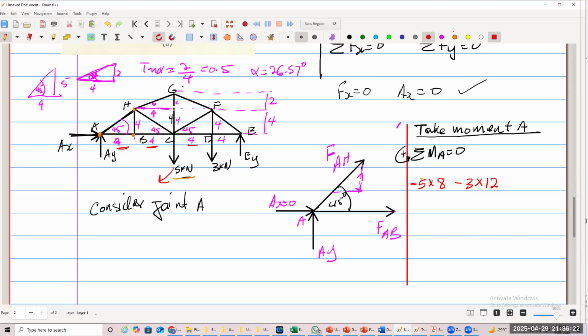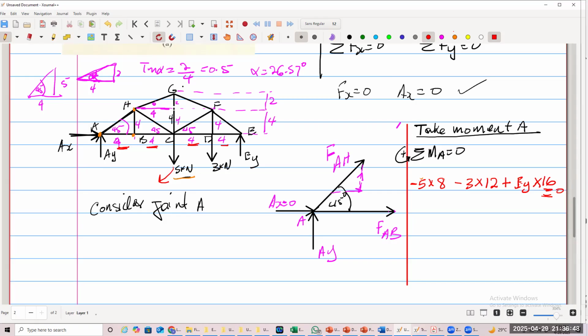And the last one would be it going positive up. So it's EY times what? Times 16, because it's 4 times 4. 4, 4, 4, 4. So it's 16. That's the distance, and it's the perpendicular distance. Equals to 0.